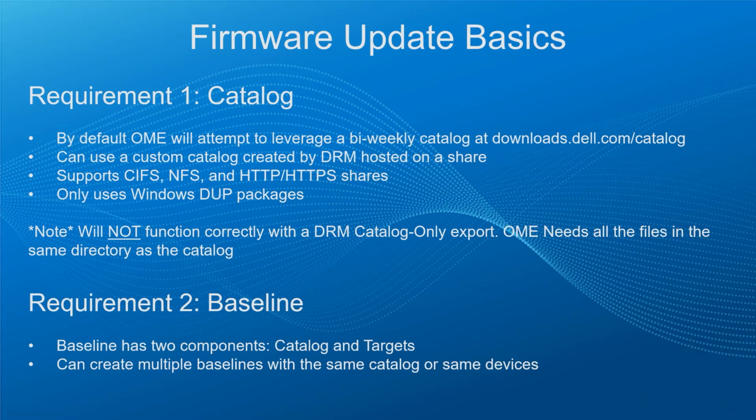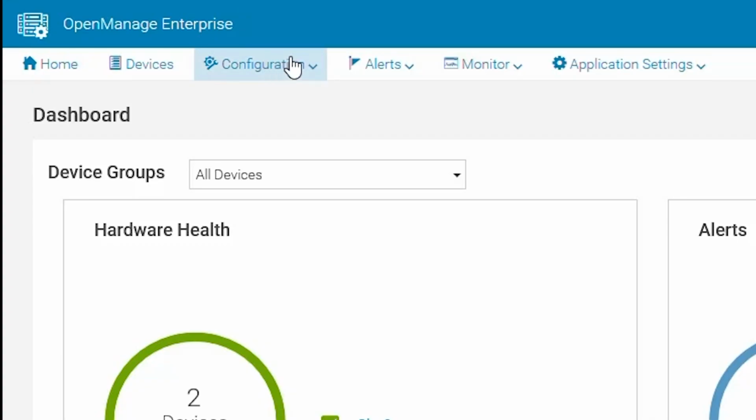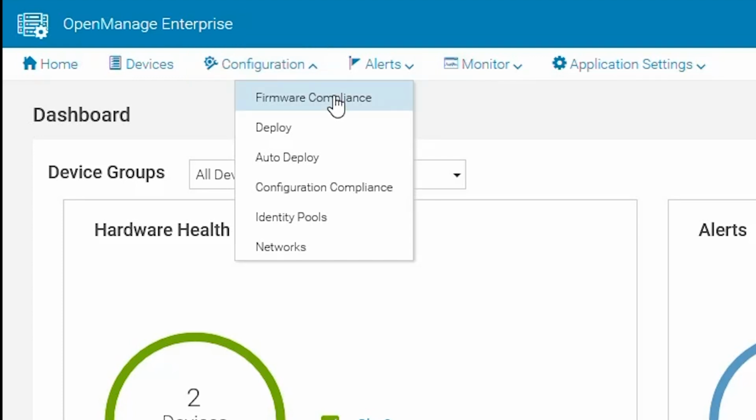Our second requirement is the baseline. The baseline has two components, the catalog and targets. We can create multiple baselines with the same catalog or same devices. We'll also look at the alternate option of pushing a single DUP file to a single device. I have the instructions here for future reference, but we will demonstrate this later in the video. You should note that this is typically used as a workaround, and usually you will want to push firmware with the baseline. To get started, let's click on Configuration, then Firmware Compliance.